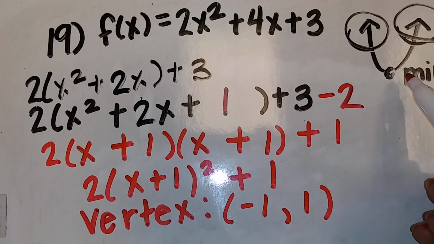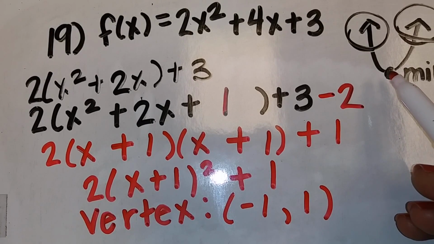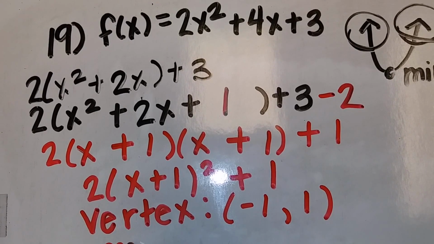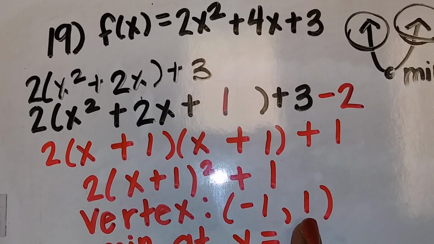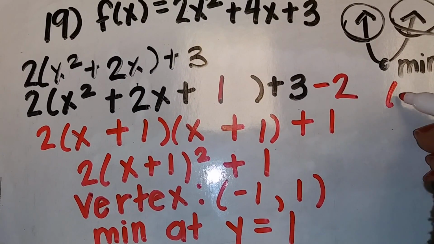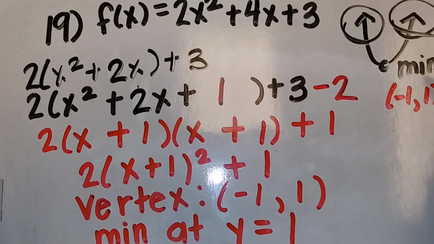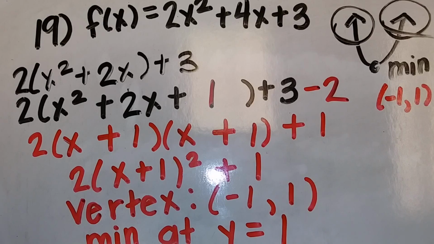I did my rough sketch of my graph. This is a min. Think about max and min. What variable works with max and min? My y variable. So I have a min at y equals whatever this number is, 1. So right here on this point, this point is (-1, 1). So I have a min at 1. A min at y equals 1.